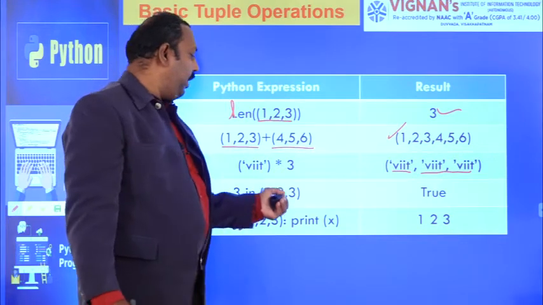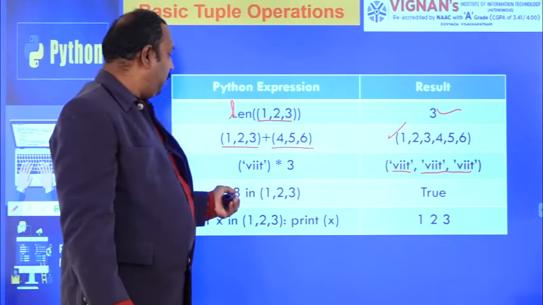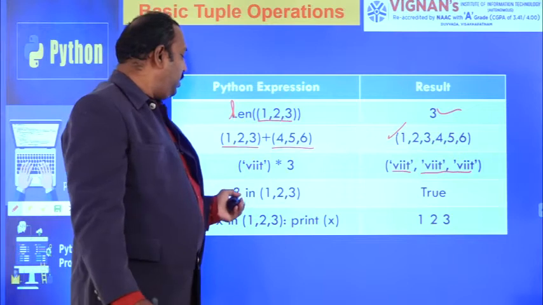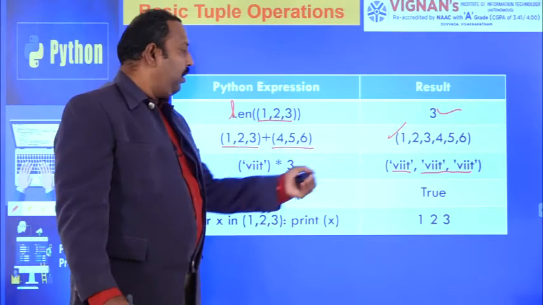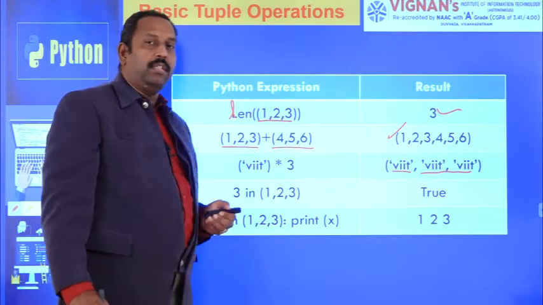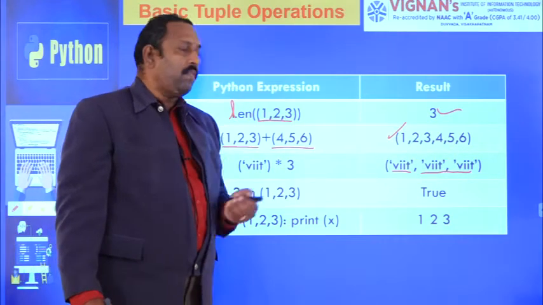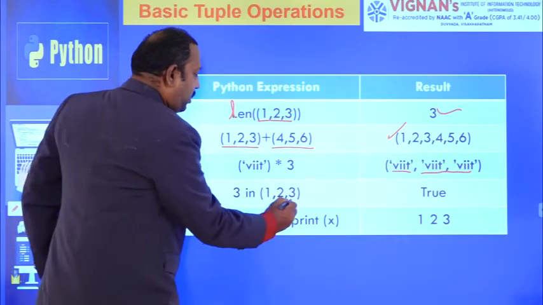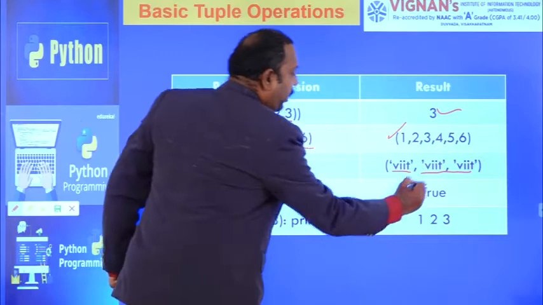Similarly, 3 in (1, 2, 3). This is a tuple and 3 in (1, 2, 3). If 3 exists in the tuple 1, 2, 3, it will return true. If 3 does not exist in the tuple 1, 2, 3, it will return false. See here, 3 exists in the tuple, that's why it returns true.